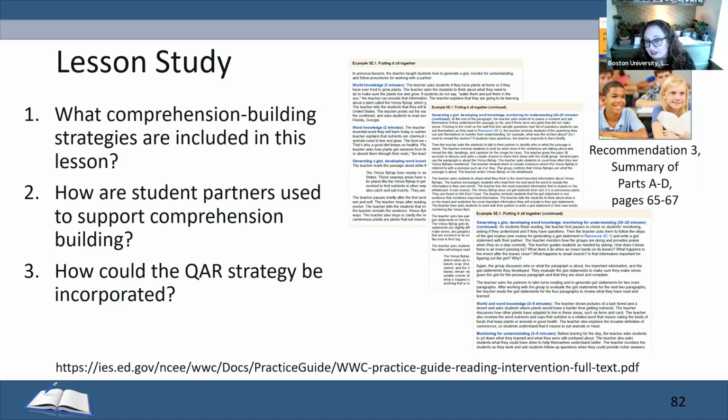Number 2, to look at this from the perspective of how partners are used. And I'm so happy a couple of the presentations leveraged partners.